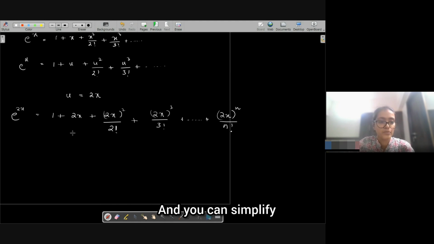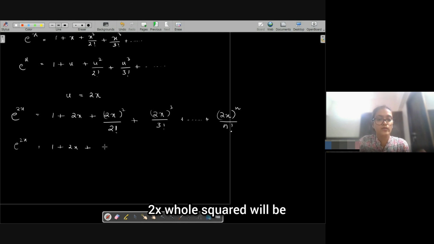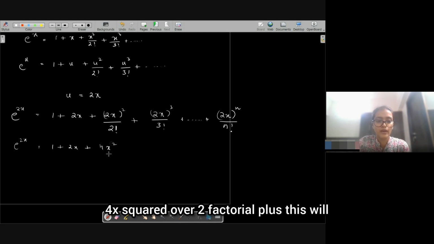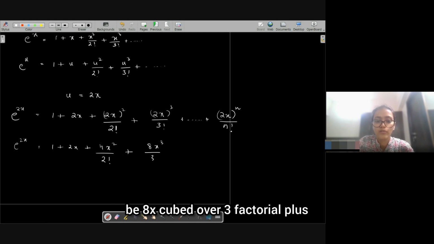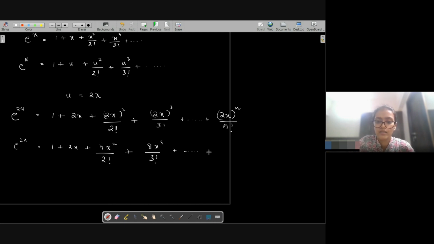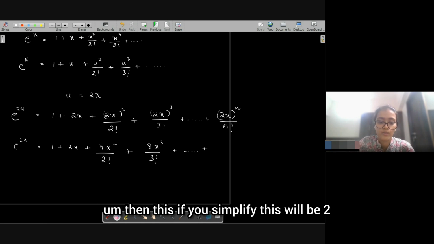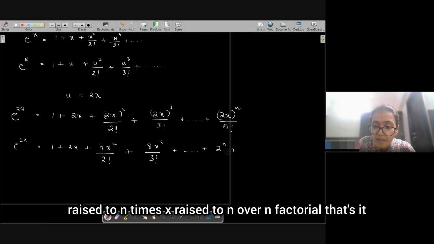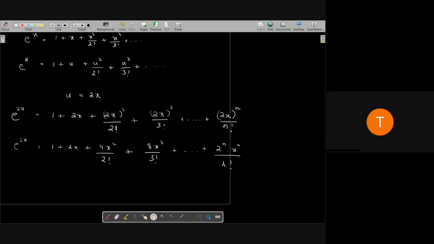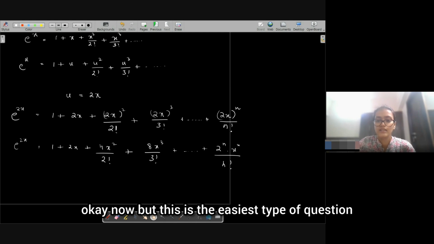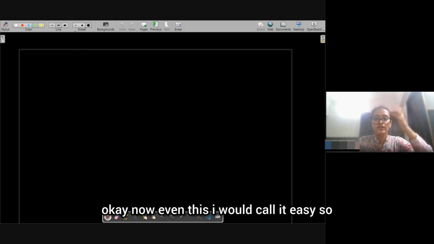That's it. And you can simplify. So 1 plus 2x. 2x whole square will be 4x square over 2 factorial plus this will be 8x cube over 3 factorial plus and this, if you simplify, this will be 2 raised to n times x raised to n over n factorial. That's it. Okay, now, but this is the easiest type of question. Okay, now even this, I would call it easy.